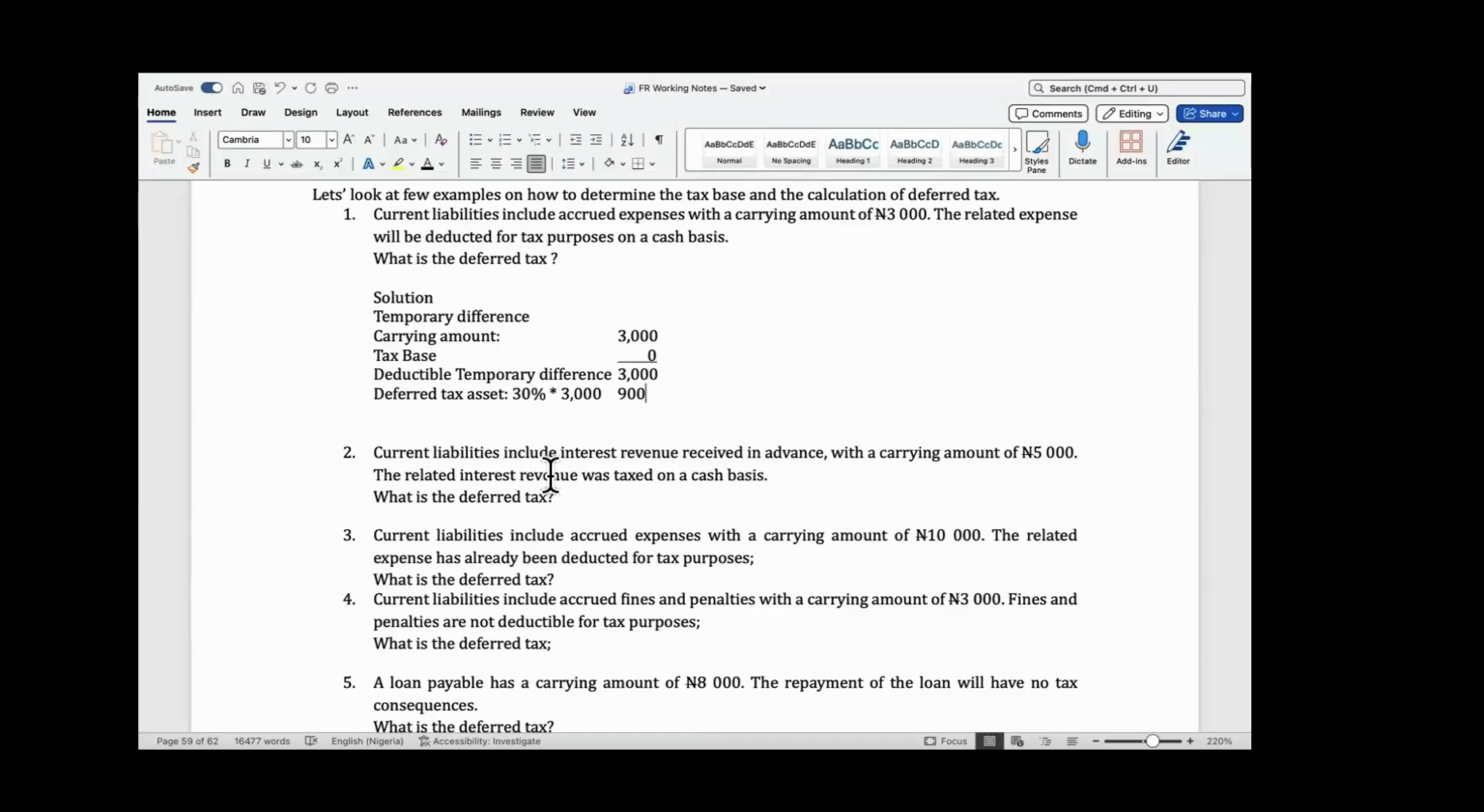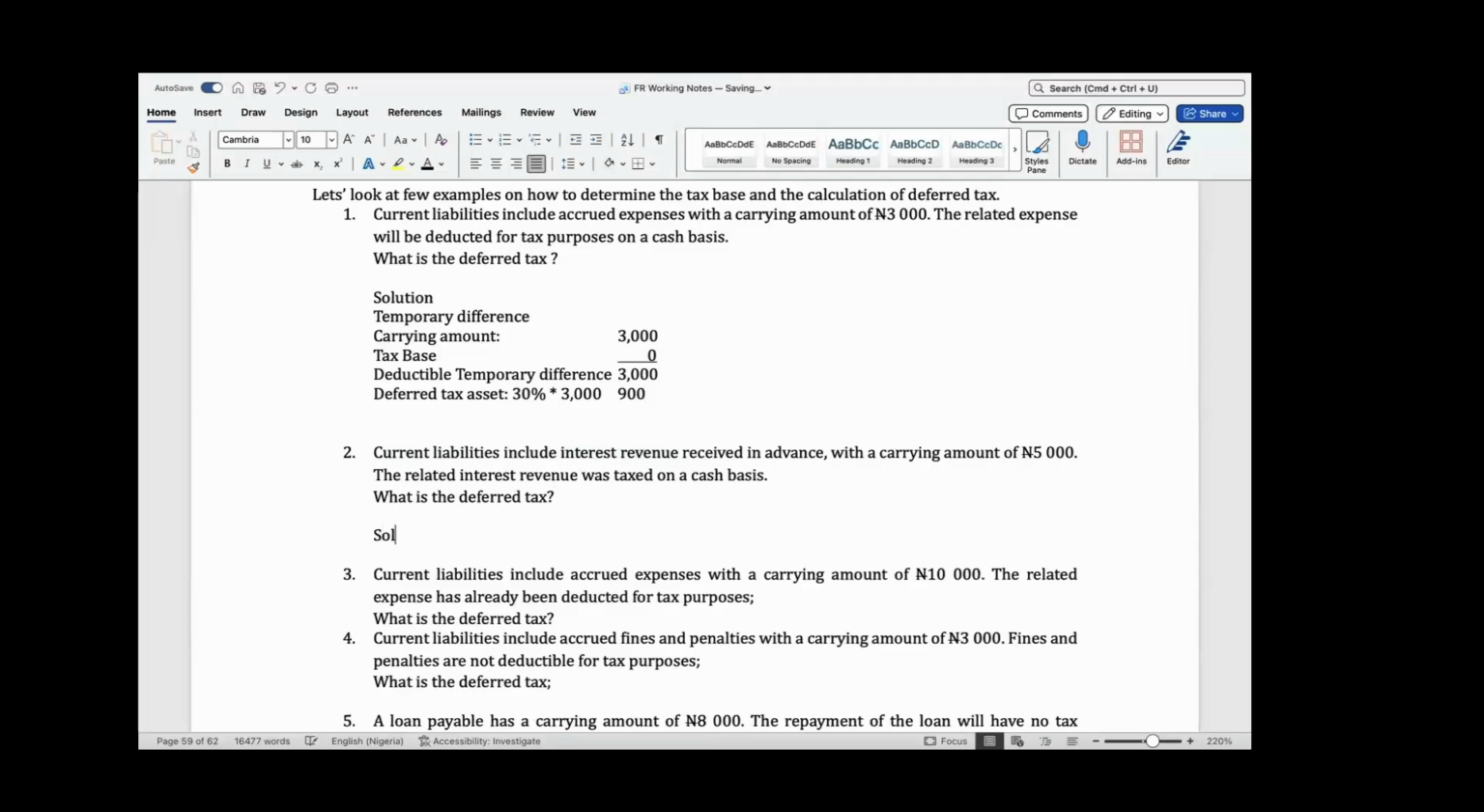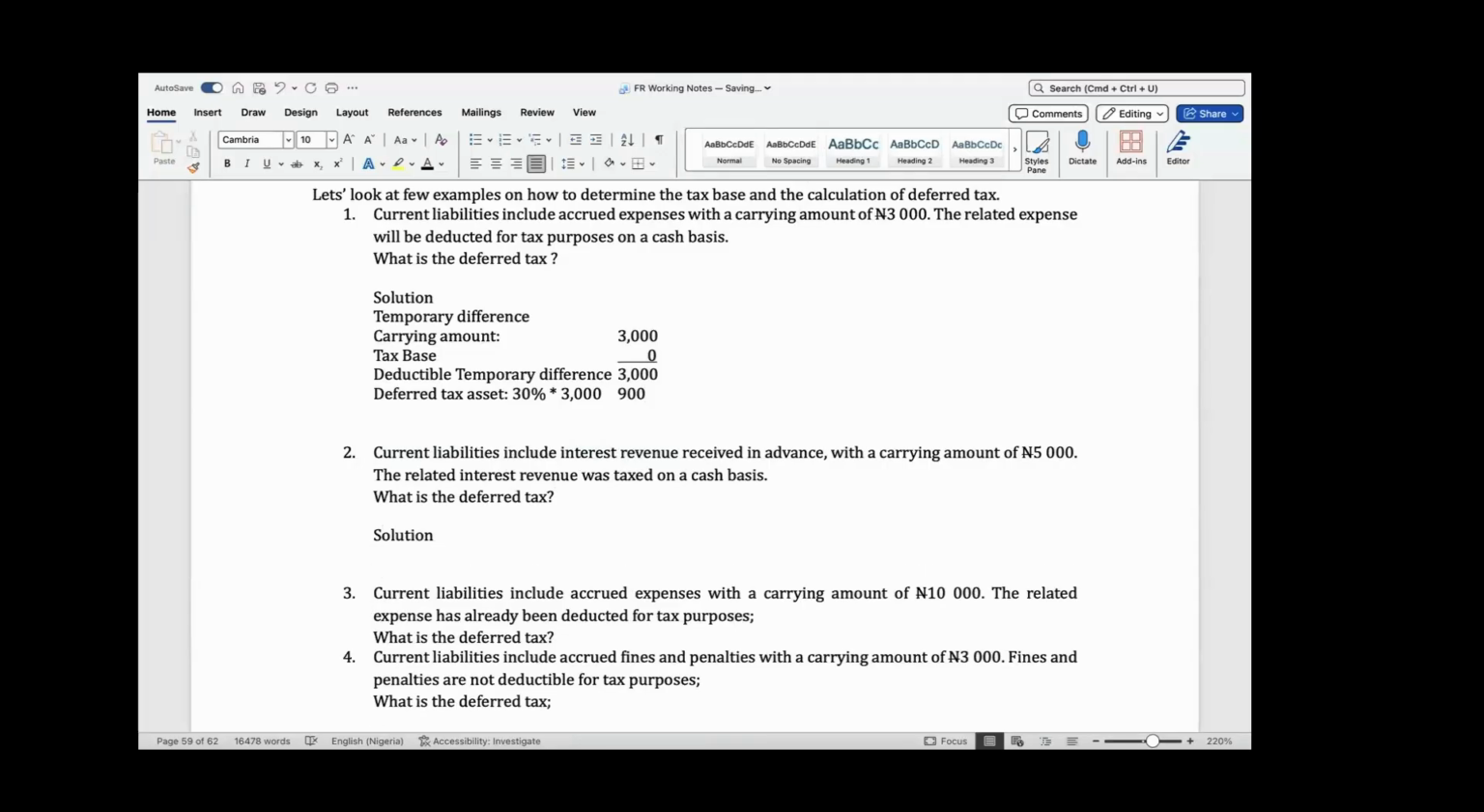Secondly, there is a current liability that includes interest revenue received in advance with a carrying amount of 5,000. The related interest revenue was taxed on a cash basis. So we have revenue that we received in advance, meaning we received it in cash before we even earned it. We received 5,000. Of course, the taxman taxed that item on a cash basis.